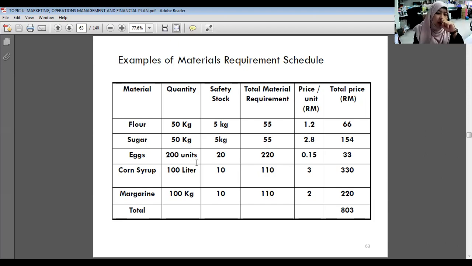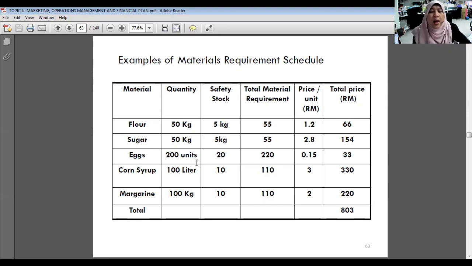Maybe some of you will wonder, madam, why do we have to include the safety stock even though we use only 50? Because it includes everything you purchase for that particular month for your production. For sugar, the same thing: 50 kg plus 5 kg, 55, times 2.80 equals 154. For the eggs, we have 200 units and safety stock 20, price per unit 50 cents. Actually, I wonder how the price can be 50 cents per unit. Anyway, the total is 110 ringgit.